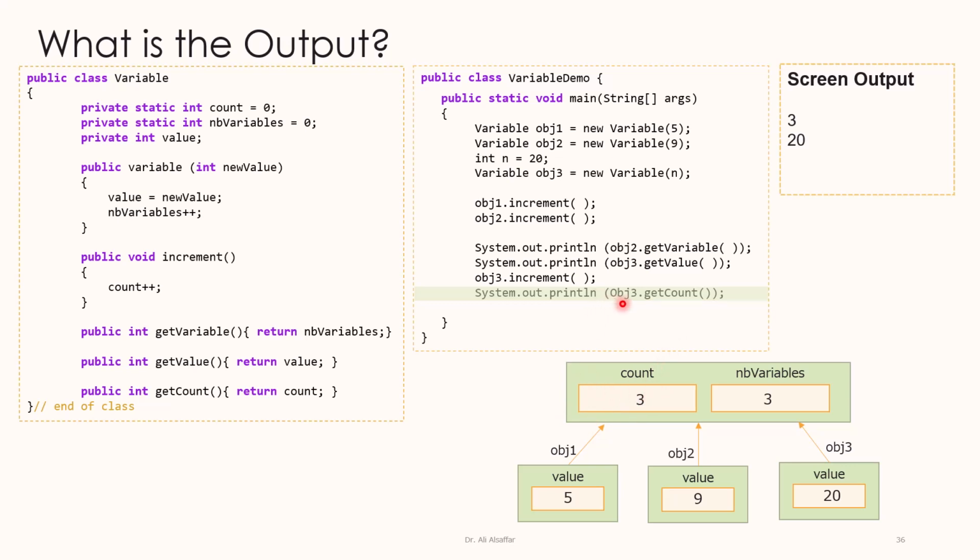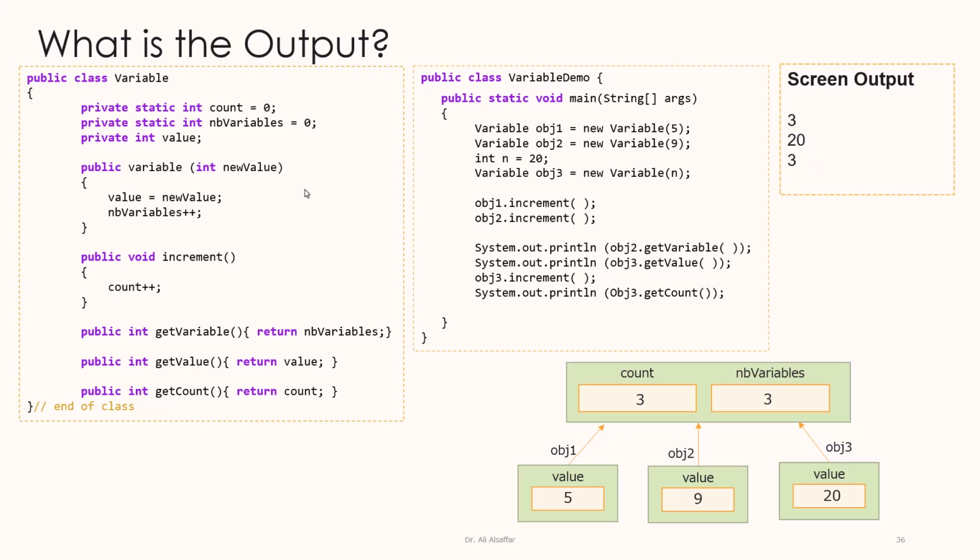Finally, we are calling the method getCount for object 3. This is the definition for getCount. It retains the value of count, and the value of count simply is equal to 3. So what will be printed on the screen? It will print the value 3. That completes the trace of our program, and the output is in the first line 3, in the second line 20, in the third line 3.